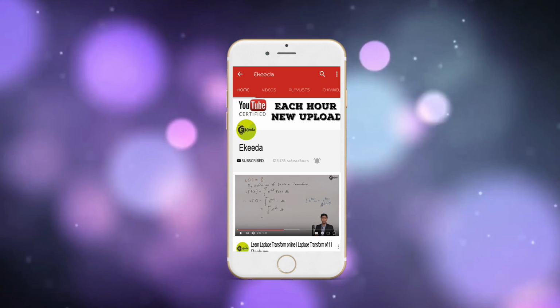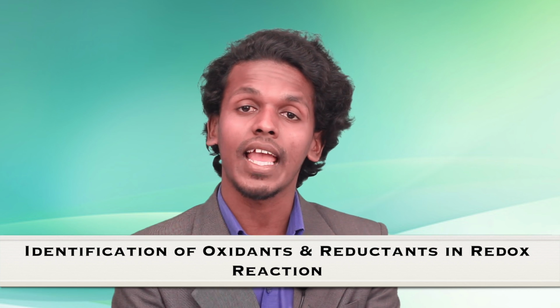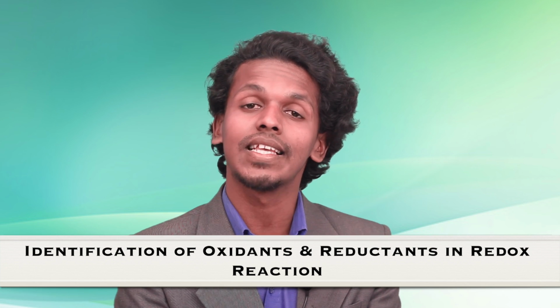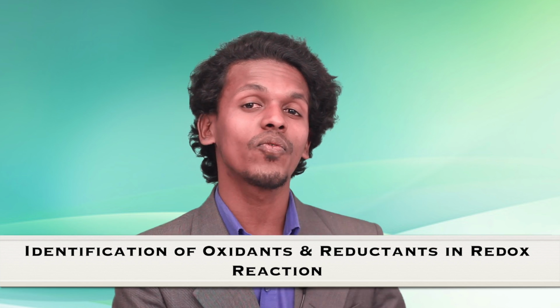Hello friends, in the last lecture we have determined which reaction can be oxidation and which is reduction based on oxidation number theory. So now we are going to find out what would be the oxidant and what would be the reductant in a redox reaction. So let us find it out.